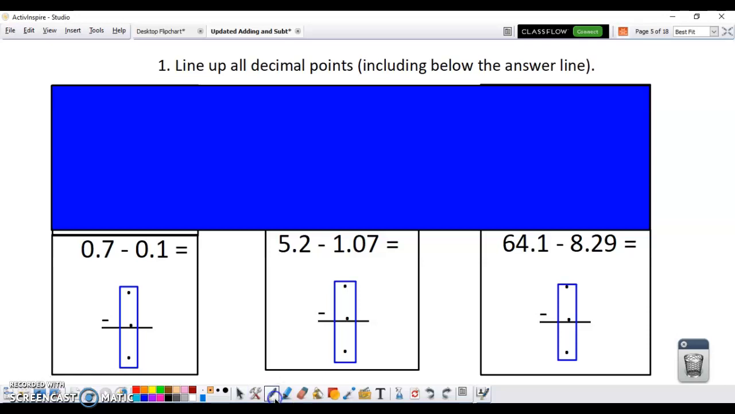Here, the very first step you want to do is, again, line up all your decimal points, including below the last line. So what you should do in your journal is draw your line, then put your subtraction sign, and then make sure you put your decimal points all in the same plane, all in a straight single line. That's the first thing you need to do, nothing else.